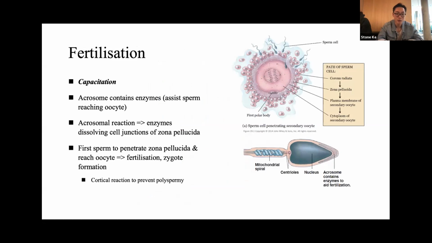You have some sort of cortical reaction, which will prevent other sperm from entering. If one does, you can get these kind of twin situations, kind of weird. But anyway, that's that. Next slide.